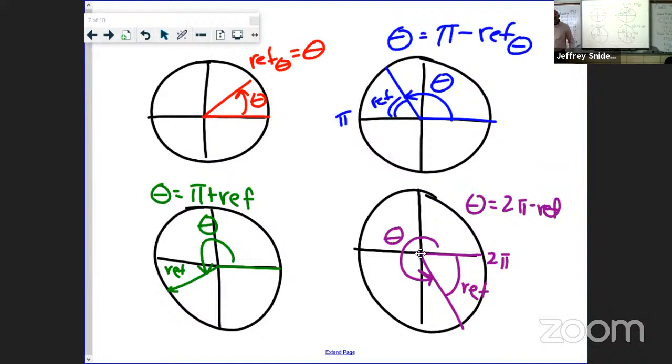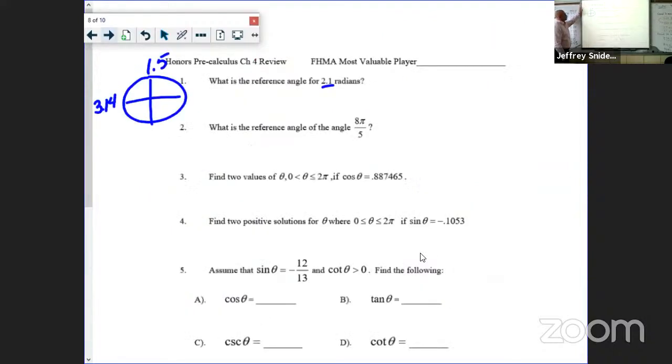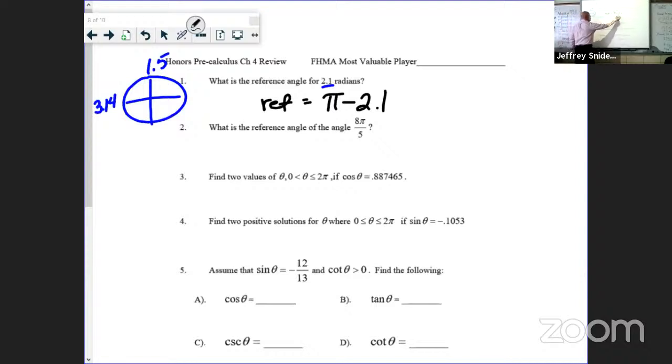All right, so I'm going to go ahead and answer 1 and 2 up here. Number 1, the reference angle would be pi minus 2.1. Number 2, 8 pi over 5, this angle is in quadrant number 4.